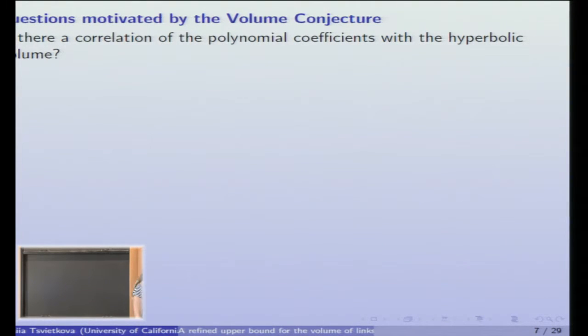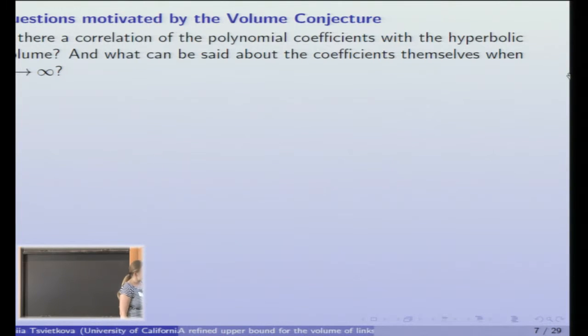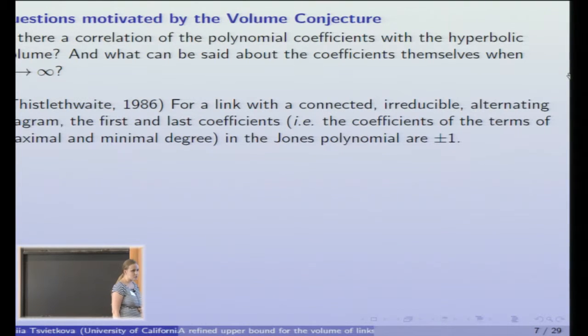So of course, the conjecture suggests that there are certain properties of these coefficients that persist as n goes to infinity. And so the question is, what can we really say about them? And the very first result of this nature was due to Thistlethwaite back in the 80s, soon after the Jones polynomial came up. For a link with a connected irreducible alternating diagram, the first and last coefficients, which means coefficients of the terms of maximal and minimal degree, in the Jones polynomial are plus minus one.